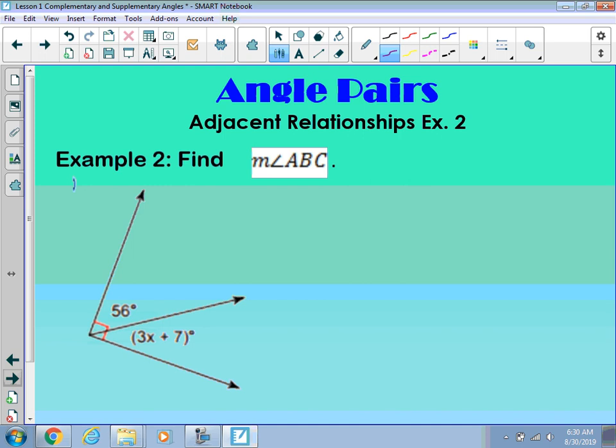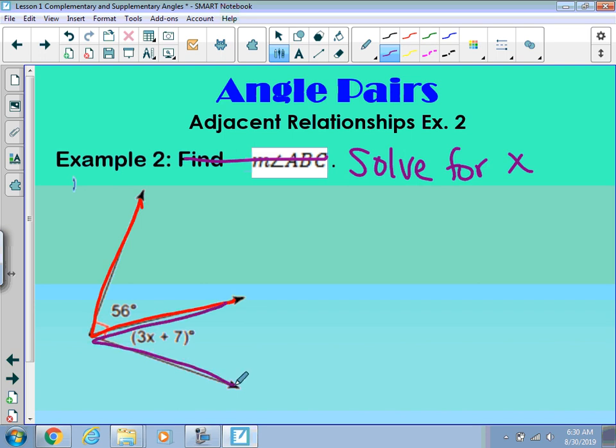All right, here we're looking for the measure of A, B, C. Oh, actually, we're solving for X here. So I've got one part being the 56, and my other part being 3x plus 7. Just like the last part, we're setting up part plus part. So we've got 56 plus 3x plus 7. In our whole, again, we have a 90-degree angle, so equals 90.